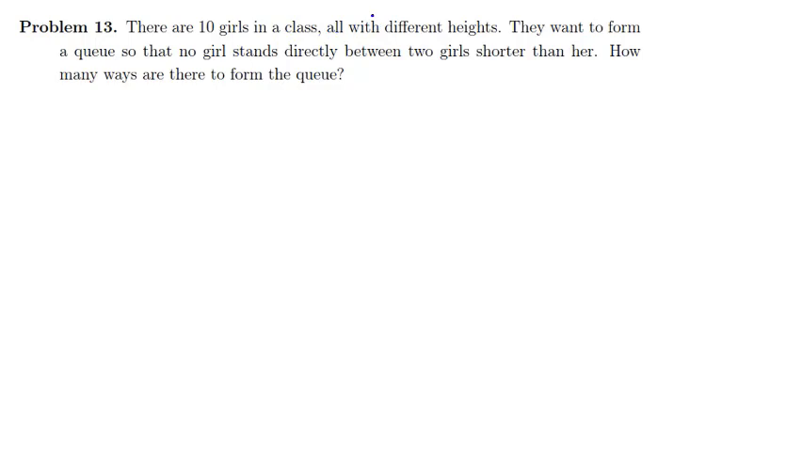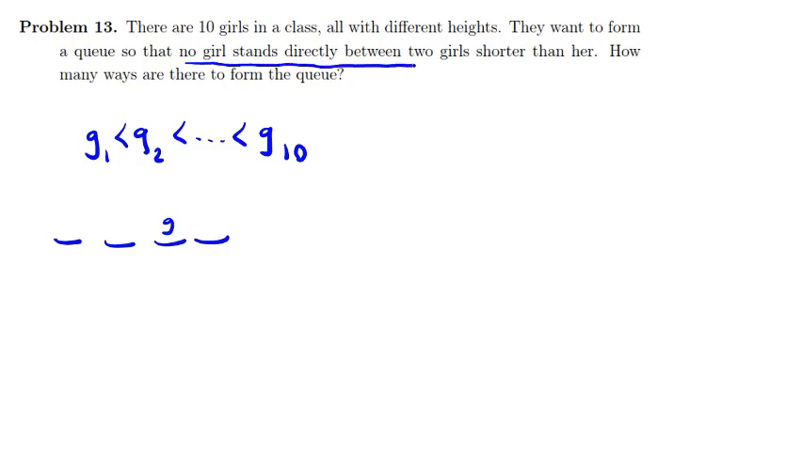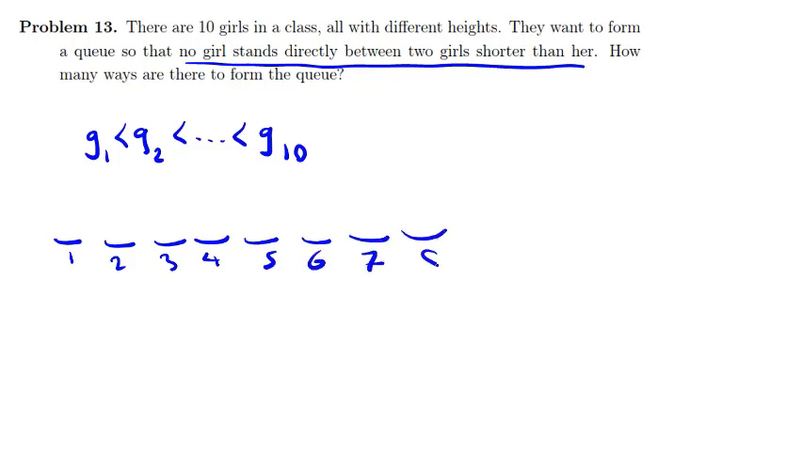Okay, so if you focus on the tallest girl, for example, suppose girl 1, its height is G2 to G10. So the tallest girl should be in the first place or last place, because for example, if it is in third place, so what about these two? The problem says no girl stands between 2 girls shorter than her. So G10 is the tallest, so it's bad to place here. So the last one, 1, 2, 3, 4, 5, 6, 7, 8, 9, 10. The tallest girl should be here or here without loss of generality.